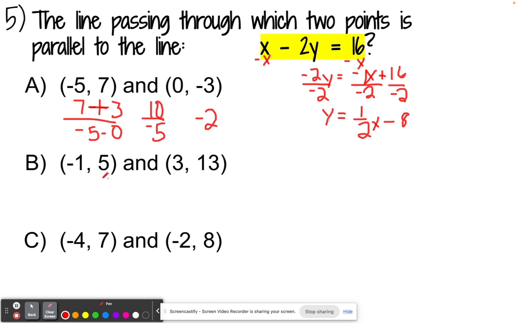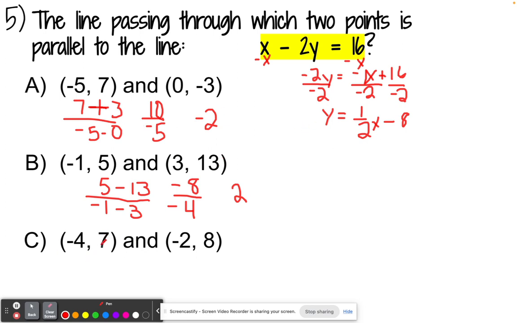Okay, 5 minus 13 over negative 1 minus 3. Well, 5 minus 13 is negative 8. Negative 1 minus 3 is negative 4. Negative over negative is a positive. 8 over 4 is 2. Again, not the same as 1/2.